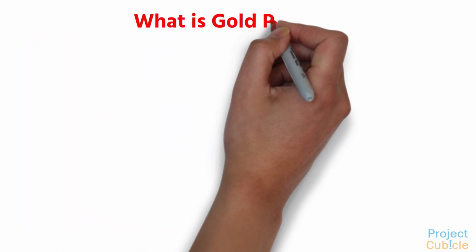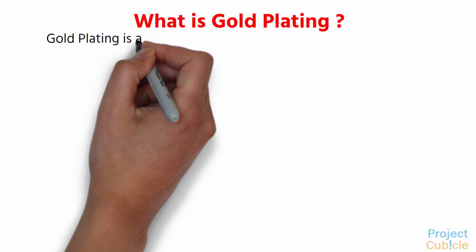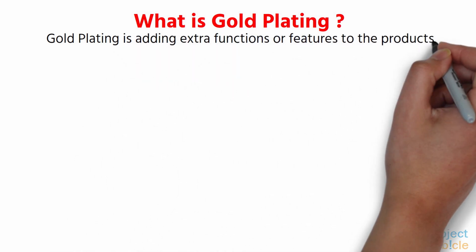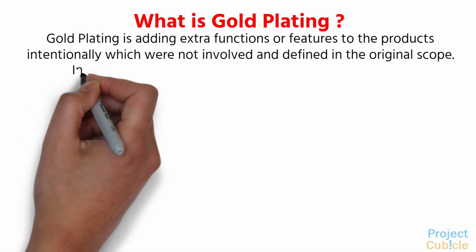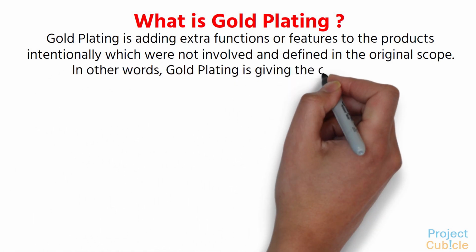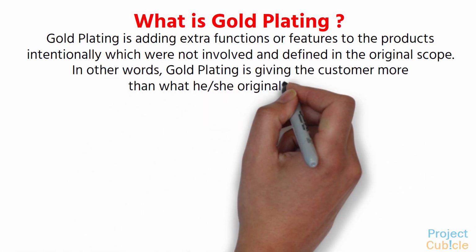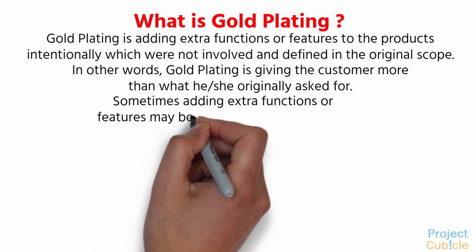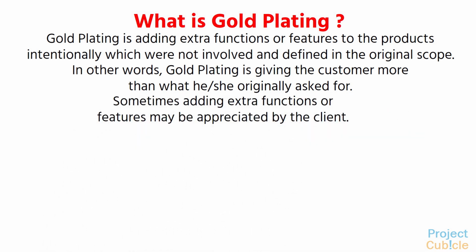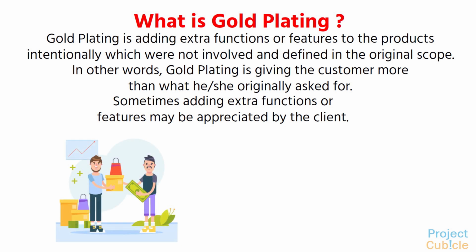What is gold plating? Gold plating is adding extra functions or features to the products intentionally which were not involved and defined in the original scope. In other words, gold plating is giving the customer more than what she originally asked for. Sometimes adding extra functions or features may be appreciated by the client. However, in some cases, the client may be unhappy to see the modified product because it is an unauthorized change.